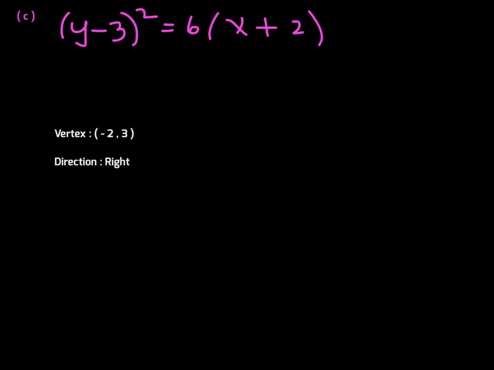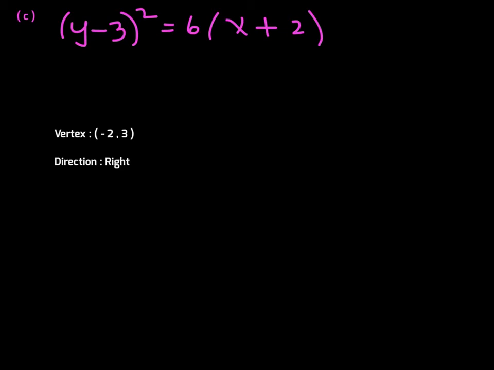In this case, I know it's opening to the right because this value here, which represents 4p, 4 times p, is positive. So I know it's opening to the right. Now, I also notice that my vertex, which is h comma k, remember h is always with x, and k is always with y, my vertex is -2, +3. So really what I'm interested in finding at the moment is what p is. So notice that the 6 is representative of p.